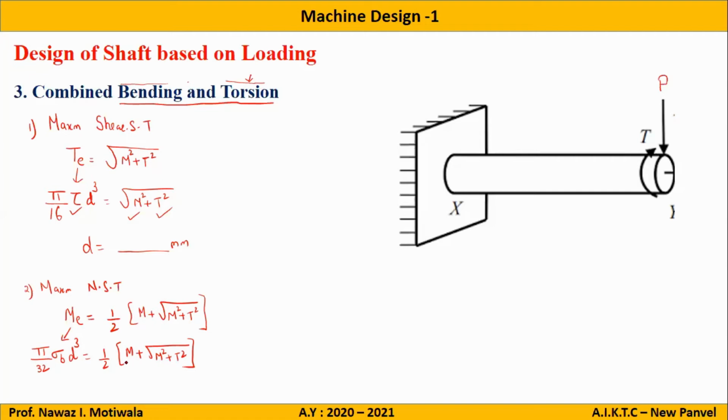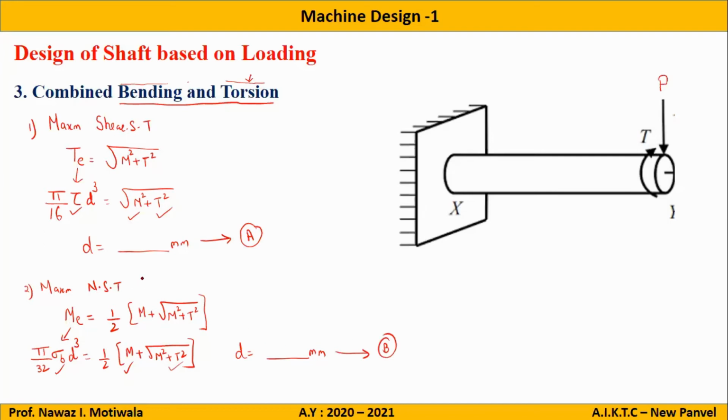Again, M will be known to me. I will find out what the maximum moment is. Torque will be known to me from the power relation. Sigma b will be known to me because I will be selecting the material. Now again, what is unknown? The diameter of the shaft. So in part A, you got the diameter of the shaft based on the maximum shear stress criteria. In part B, you got the diameter of the shaft based on the maximum normal stress criteria.